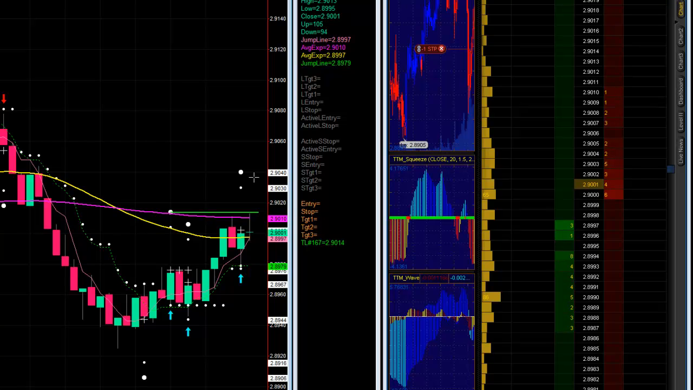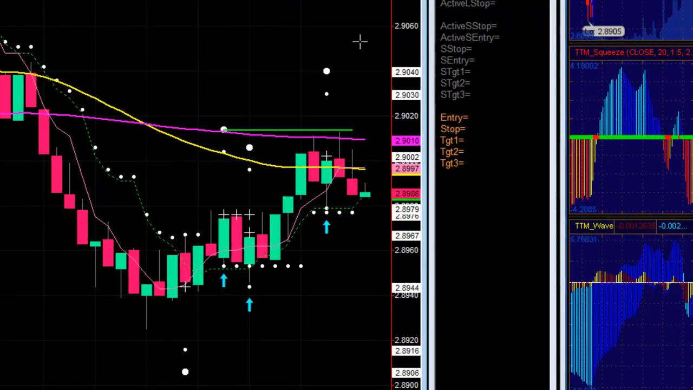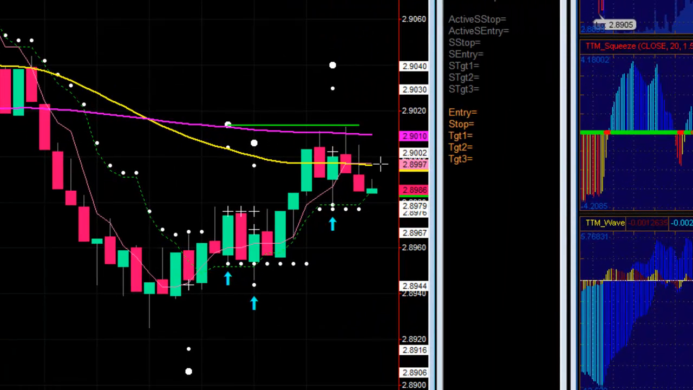Kind of in no man's land here between these 2 lines. It can go either way. See the jump line starting to angle up, so hopefully it's going to find support here and push higher. I can start moving my stop up a little bit.